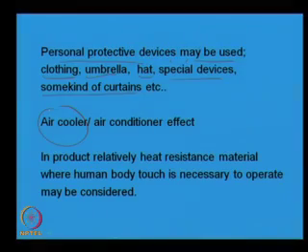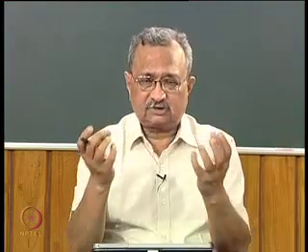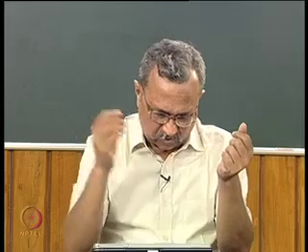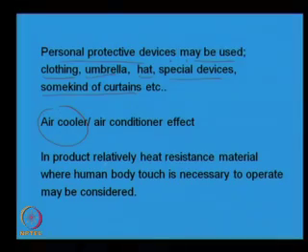Now, what type of things are necessary? The same air cooling system throwing moist air may not be applicable in a near seashore area. So what type of products are to be used and where will they be used? The target group as well as the context needs to be considered and designed accordingly. In a product, relatively heat resistant material may be considered where human body touch is necessary to operate.